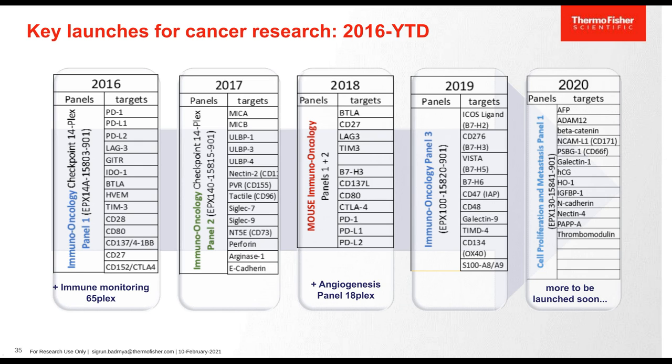Besides, several immuno-oncology biomarkers for mouse are combined in the mouse immuno-oncology checkpoint panel 1 and 2, as mentioned, and we further continue to expand our portfolio of ProcartaPlex kits for cancer research, providing a cell proliferation and metastasis panel, in addition to available targets for angiogenesis or apoptosis, and there is also more coming soon to support this key research area.